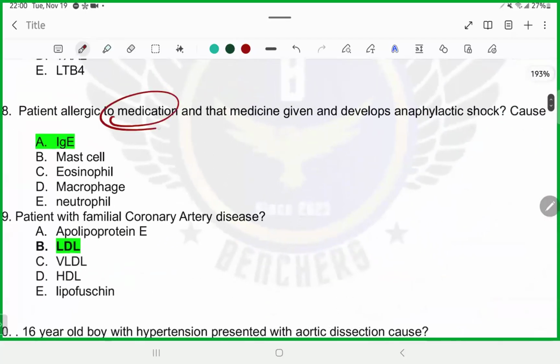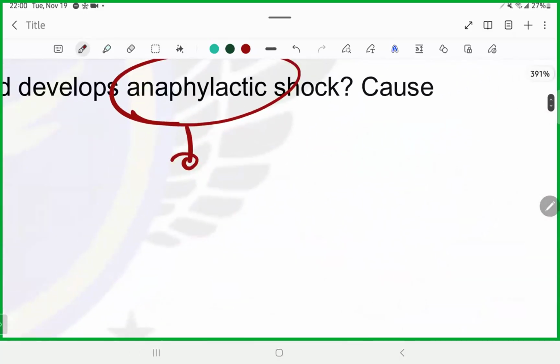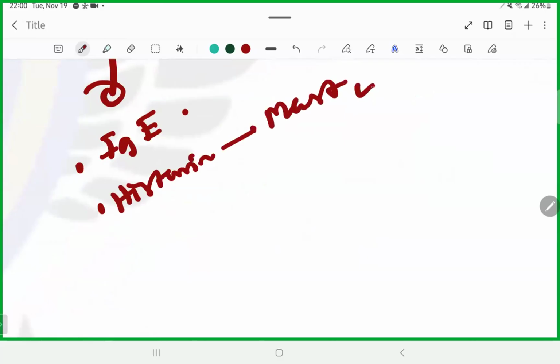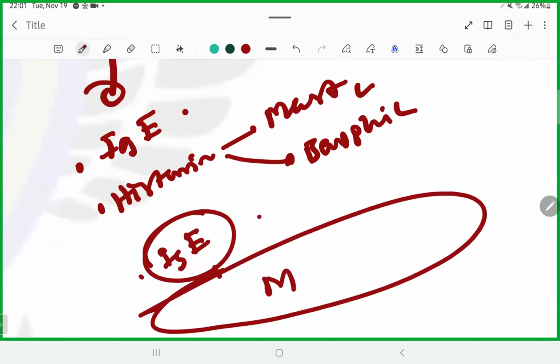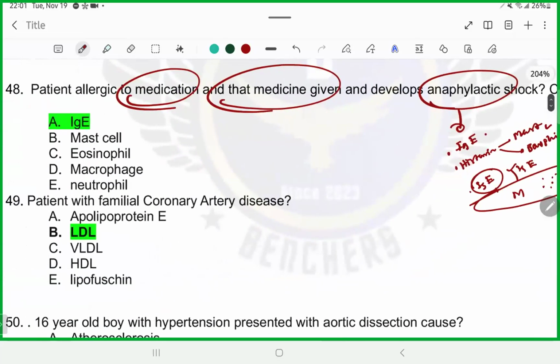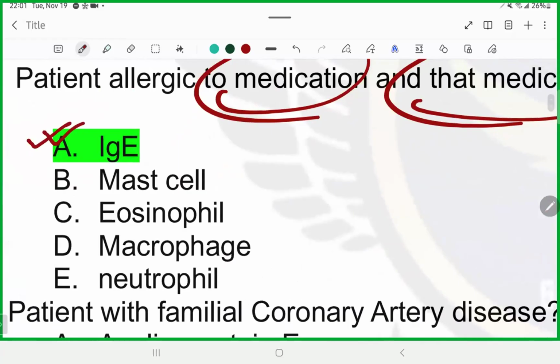Patient is allergic to a medication, that medicine is given, and they develop anaphylactic shock. Guys, anytime you see anaphylactic shock in your stem, remember either they will ask you which one is responsible: IgE is responsible. Number two, which one releases histamine? Remember mast cell and basophil, both release histamine. Where is IgE located? On the mast cell and basophil membrane. We have IgE, and inside we have histamine. It's like this. The cause is IgE.